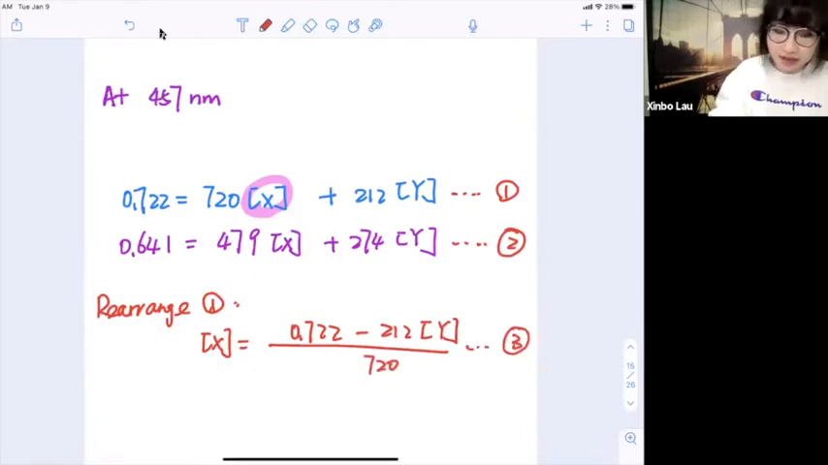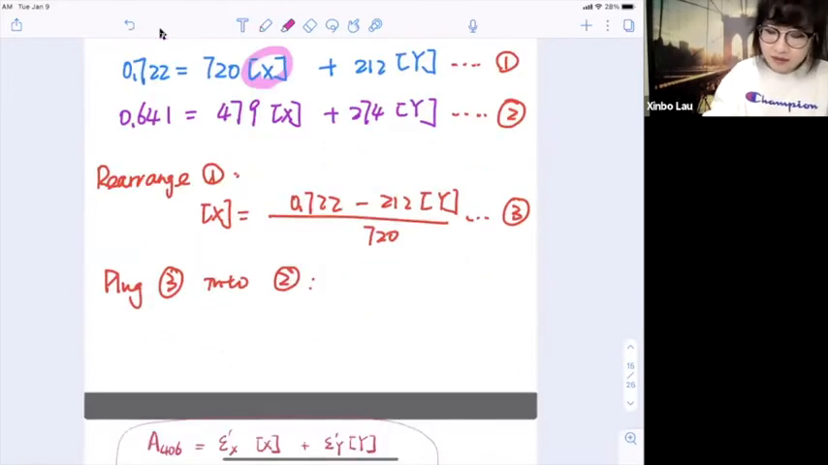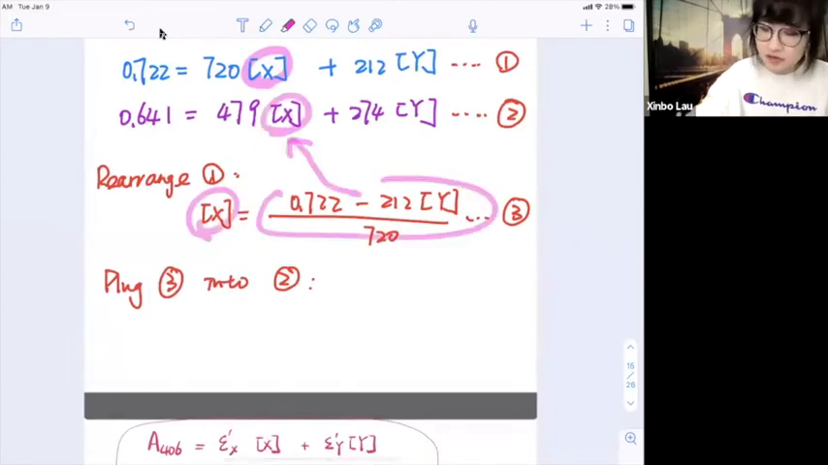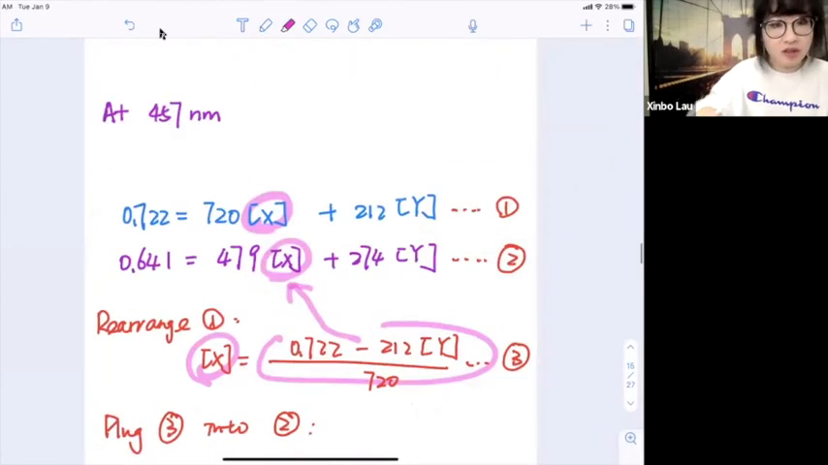Okay, so I'm gonna plug equation 3 into equation 2. Basically I'm gonna replace that X with my whole expression right over there. So when I do that, I'll only have Y in my calculation, so then I'll be able to solve for it. Okay, so I'm gonna plug it in.